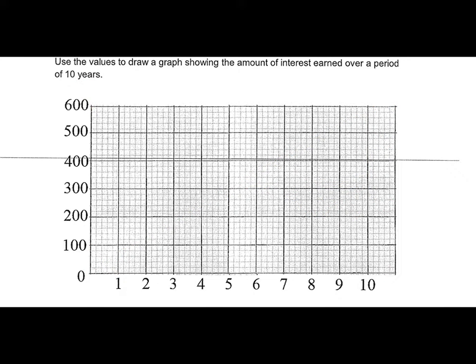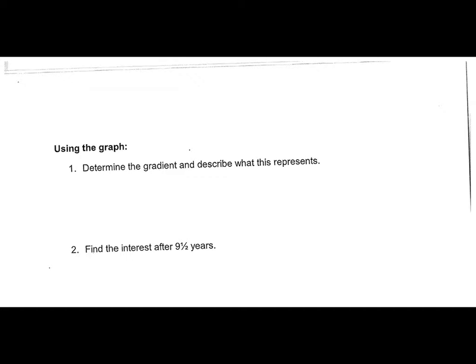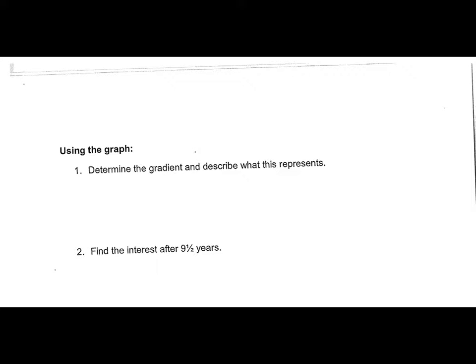So I'm just going to swap pages onto the second one now. On the previous page, we said that the gradient was the rise over the run. We calculated it to be 60. What this represents is how much interest you get per year. So it represents $60 per year in interest.